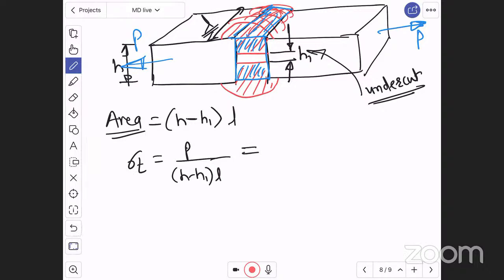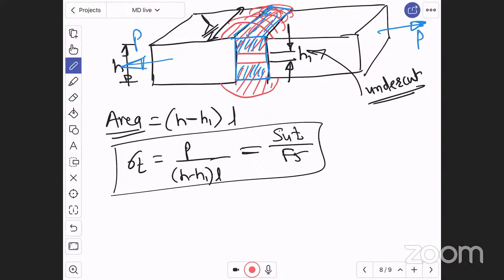Which we have to equate, for maximum loading, with SUT, ultimate strength, divided by factor of safety. This is a concept. This is a theory of failure. This is the Rankine theory of failure, right? That you have learned already in the theories of failure topic.